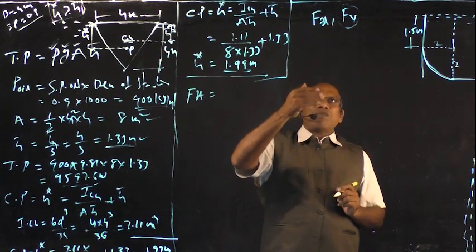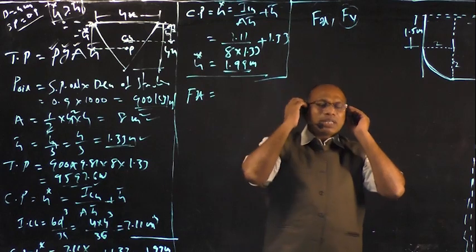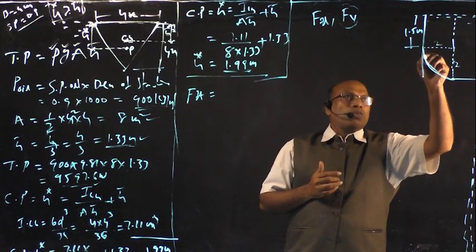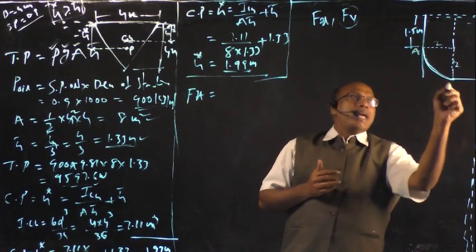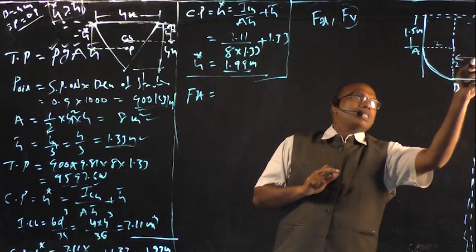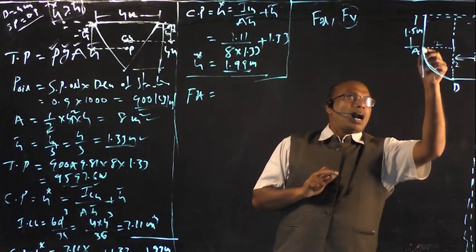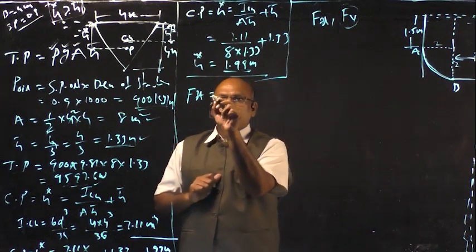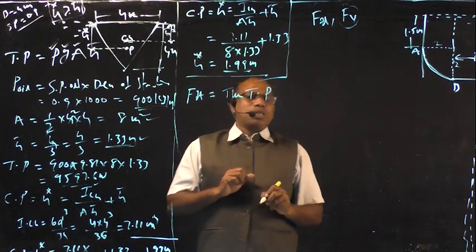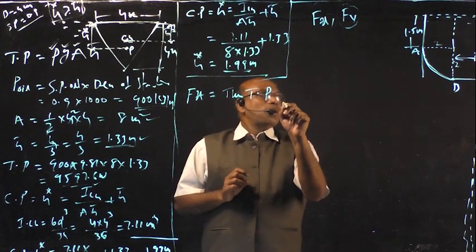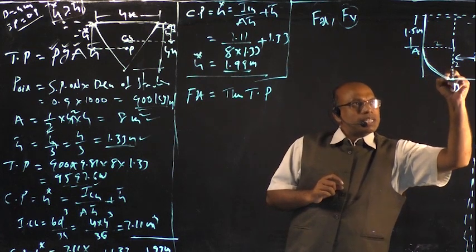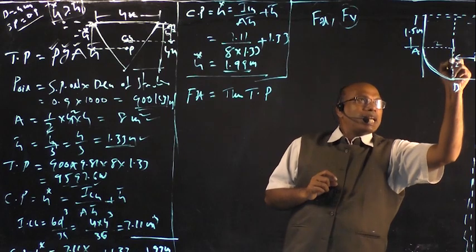The horizontal force Fx exerted by the water on the curved gate, denoted by AB, is equal to the total pressure force on the projected area of the curved surface on the vertical plane.